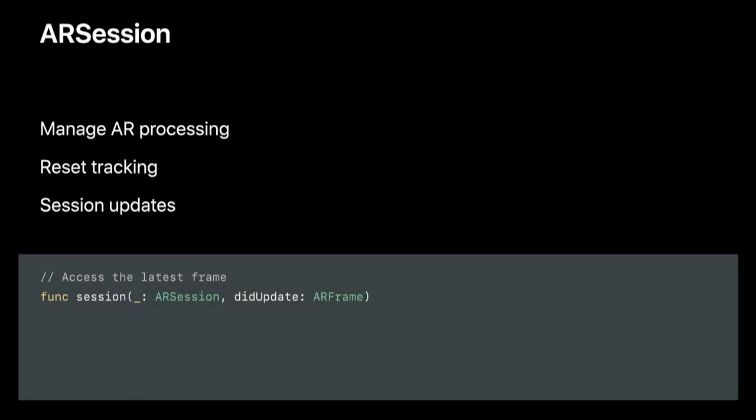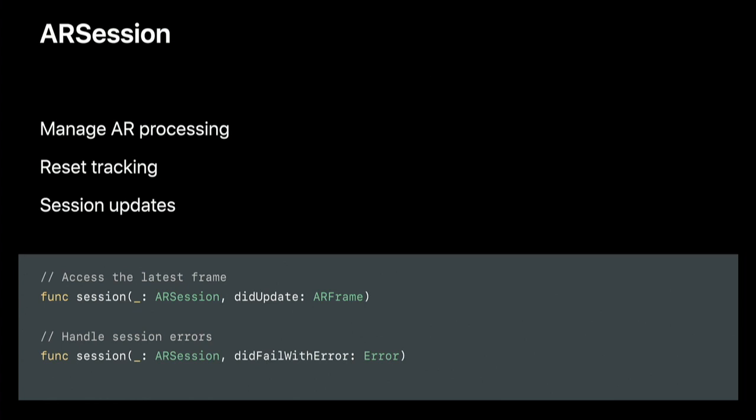So how do I make use of AR session's processing? There's session updates available by setting yourself as the delegate. So in order to get the last frame that was processed, I can implement session didUpdateFrame, and this will give me the latest frame.